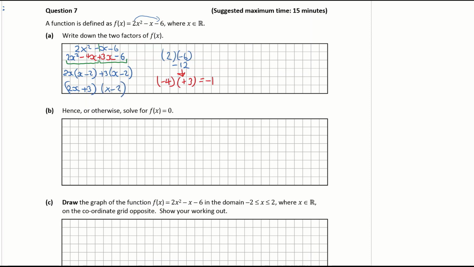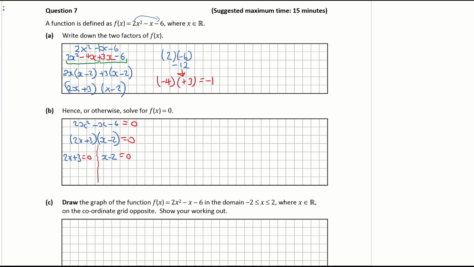Part B then wants us to solve those factors. So I'm going to basically rewrite what we have. So my function is 2x squared minus x minus 6. And they want me to solve that when it is equal to 0. I have my factors, which are 2x plus 3 multiplied by x minus 2. And again, I need to solve those equal to 0. I'm going to take both of them separately. So I'm just drawing a little line down the middle, and I'm going to take the 2x plus 3 and let it equal to 0. And then I'm going to take the x minus 2 and let that equal to 0.